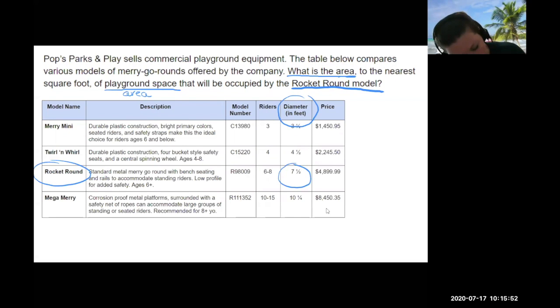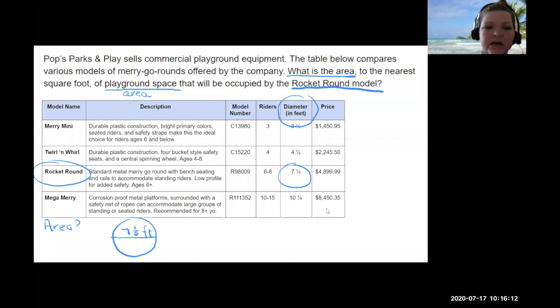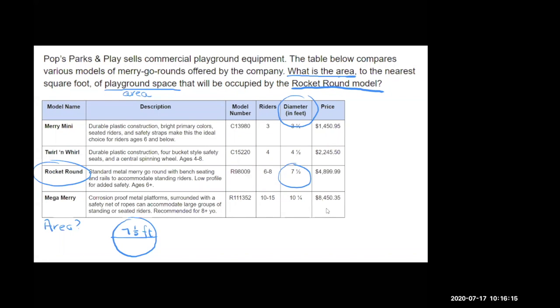So that is what we know. We are looking to find the area, and currently we know the diameter of the rocket round. If you look at the rocket round, it's got a diameter. So diameter stretches through the center from edge to edge of 7.5 feet. Beautiful. How would we attack this problem? We use the formula, right?